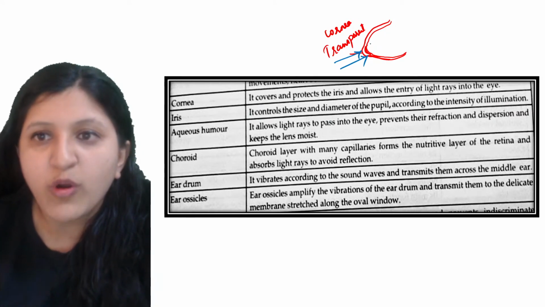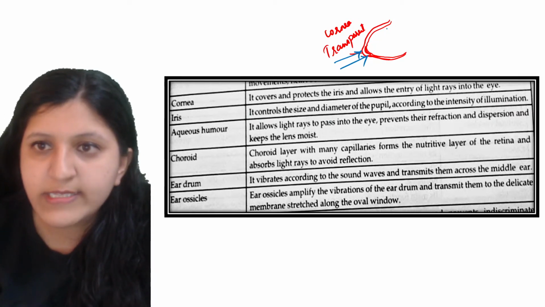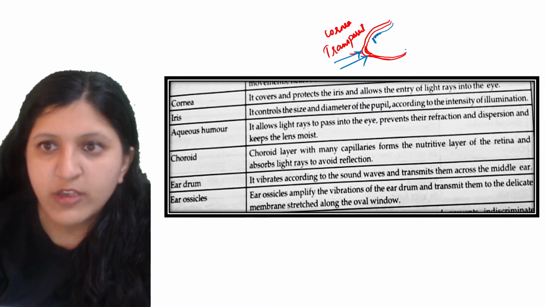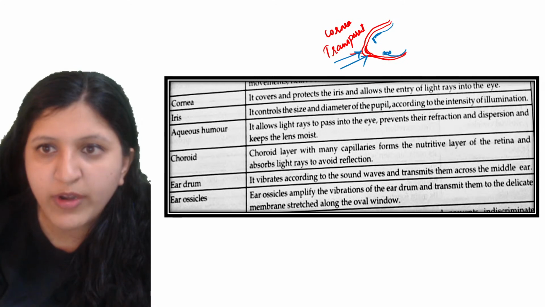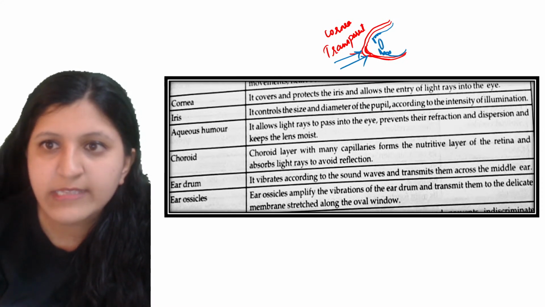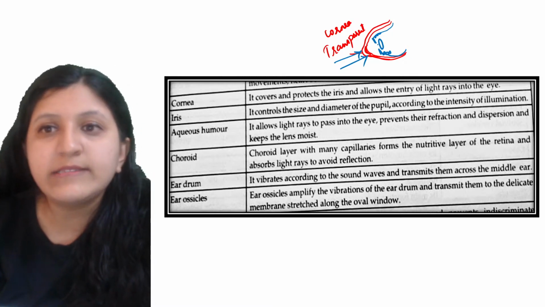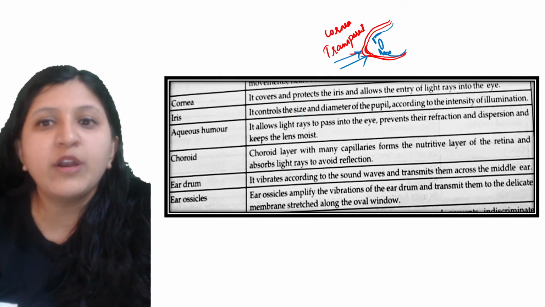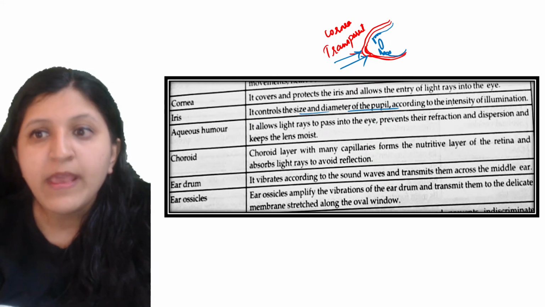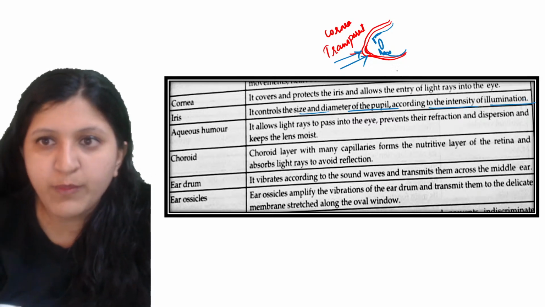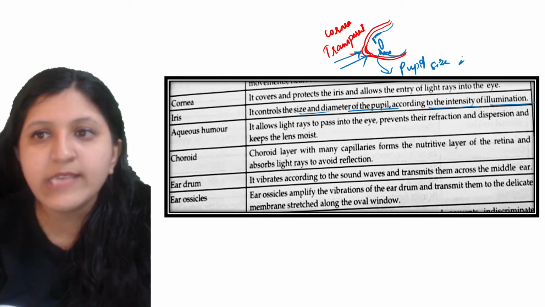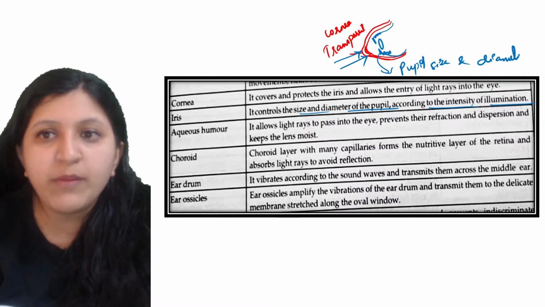Then iris, if we are talking, here behind, one more layer that we need to draw here. Let me just draw this one. So there is a ciliary body and then iris formation. Same way here also, there is a ciliary body and then an iris formation. Let's say the lens is over here. In that case, what exactly does the iris do now? The iris will control the size and diameter of the pupil according to the intensity of illumination. So pupil size and diameter is controlled by the iris.